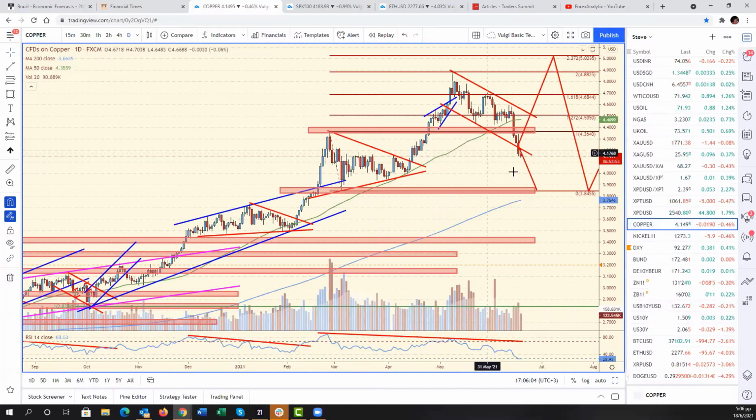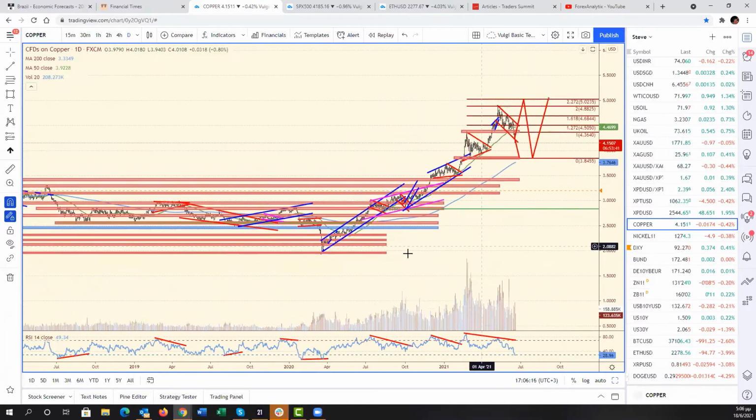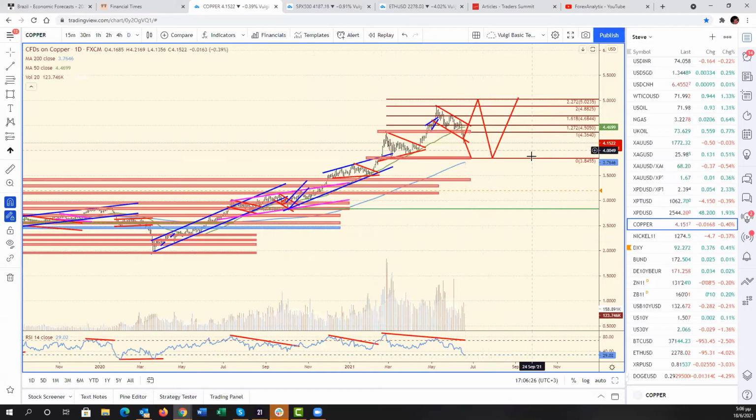Copper is also breaking through the channel, which invalidates the bull flag scenario here as well. Finally, opening up the door for a deeper correction, which is very much needed. Don't forget, zoom out, look at the non-stop rally that we've had since March of 2020. And the next downside target is at 385.